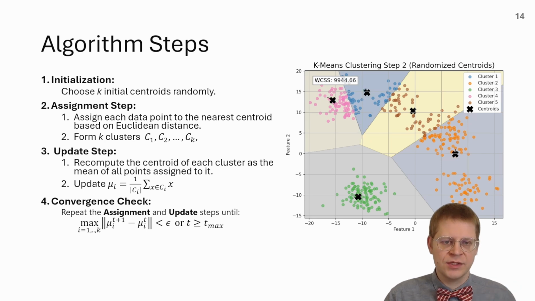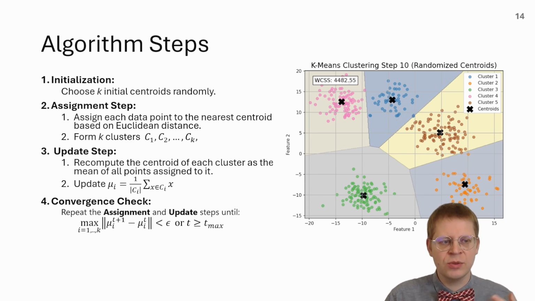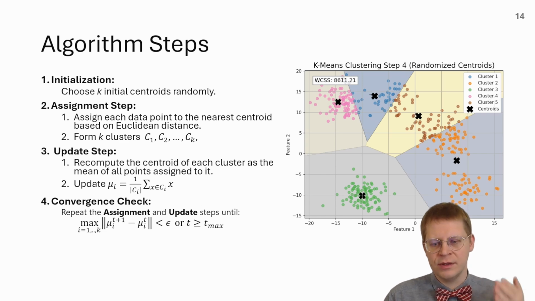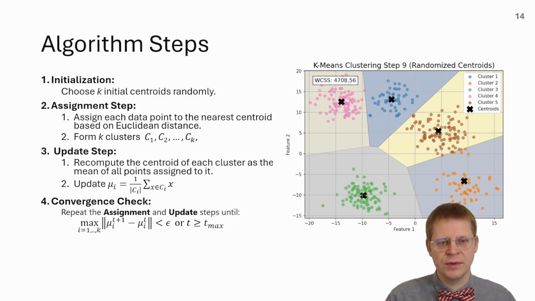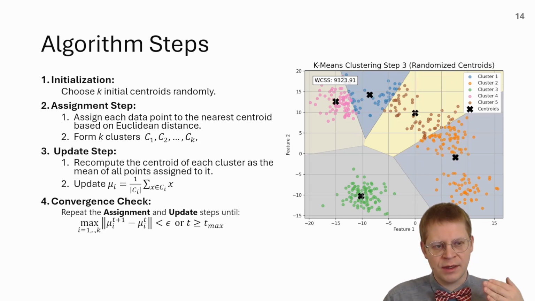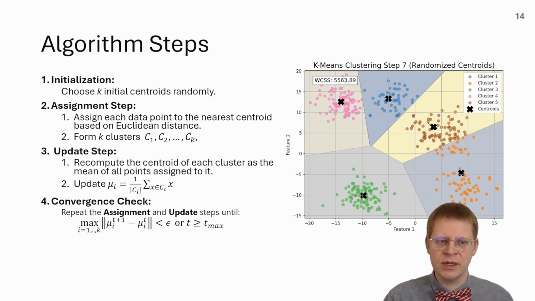So, the first step is initialization. We start by randomly choosing k centroids. These are the central points around which clusters will form, and on this image they are the black crosses. Keep in mind, random initialization can affect the results, so techniques like K-means++ are often used to improve this step.